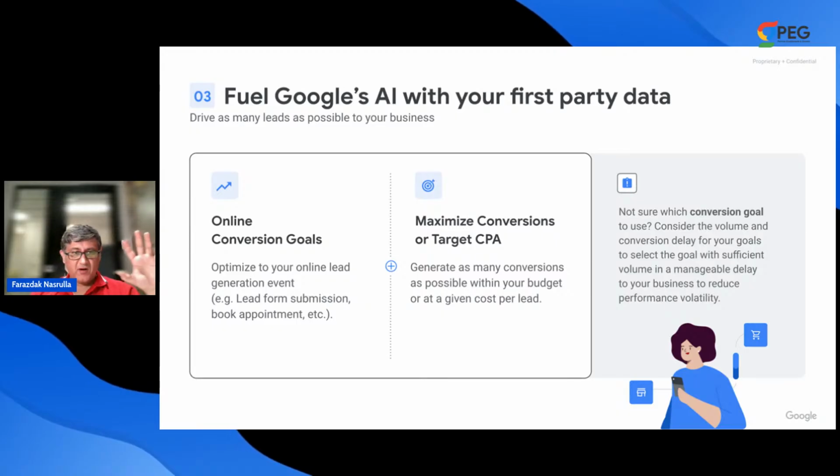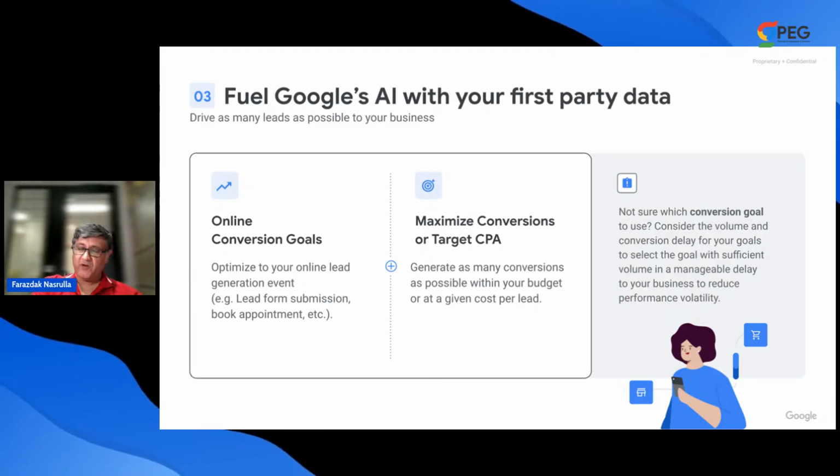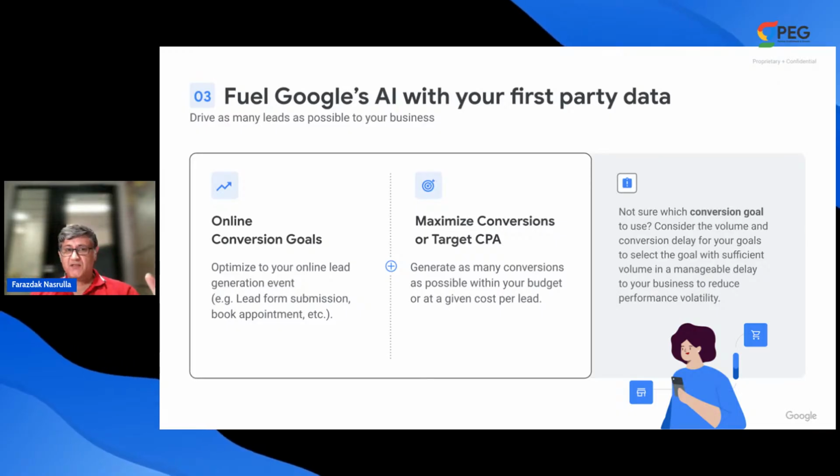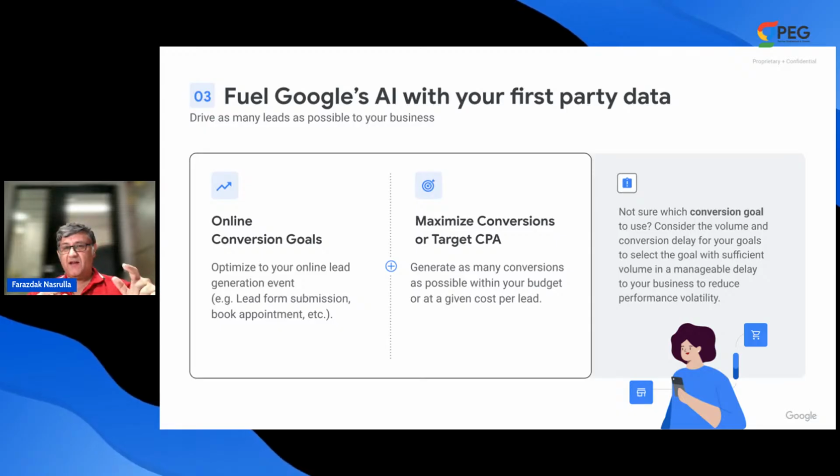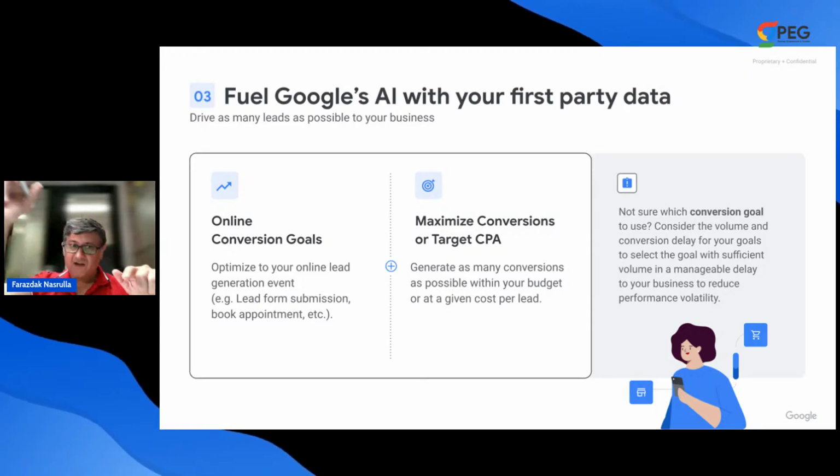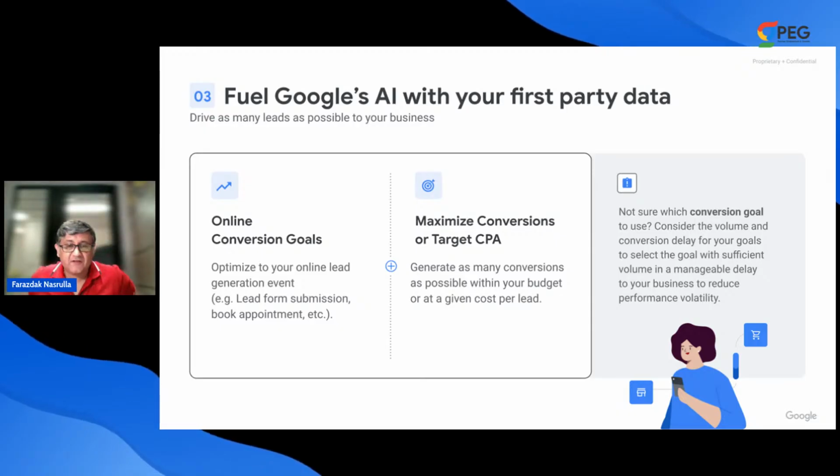You need to set up your online conversion goals as we discussed. You need to know exactly what kind of goal you want. If you choose the wrong goal, the system will be running in the wrong direction. And you want Google's AI, the brain in the Performance Max, that is Google, to run in the right direction. So hence you need to choose the right kind of conversion goals.